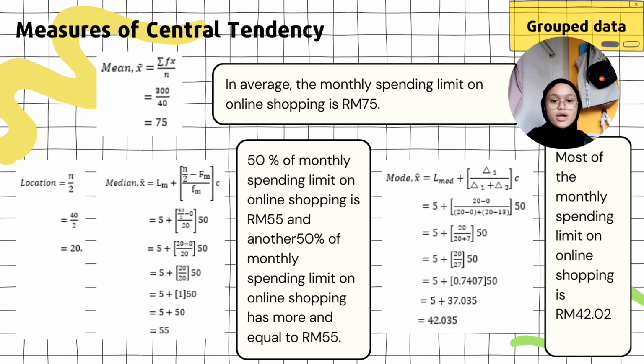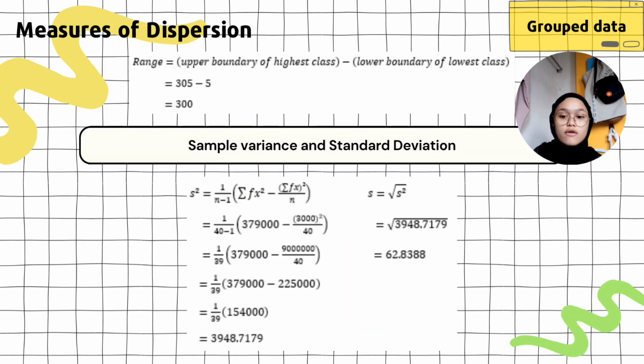First, we calculate the mean, where on average the monthly spending limit is 75 ringgit. Then for the median, we get that 50% of students have a monthly spending limit less than 55 ringgit, while another 50% of students have a monthly spending more than 55 ringgit. For the mode, the most common spending limit is 42.2 ringgit. For measures of dispersion, we get the range is 300.